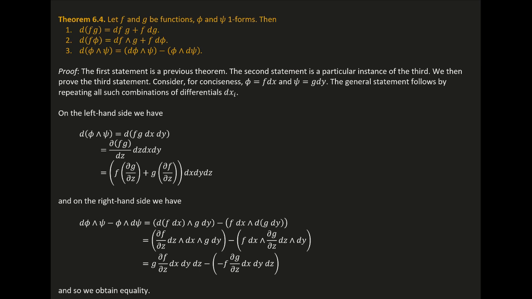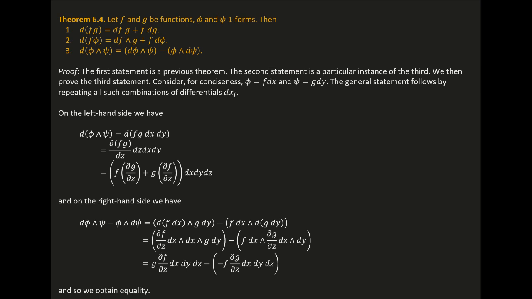The first statement is a previous theorem, so we don't need to prove that. The second statement is actually a particular instance of the third. If we allow f to be a 1 form instead of being a 0 form, then f phi would be just a wedge product of the same kind that phi wedged with psi is. So we'll treat that as assumed given the third statement. So we prove the third statement.